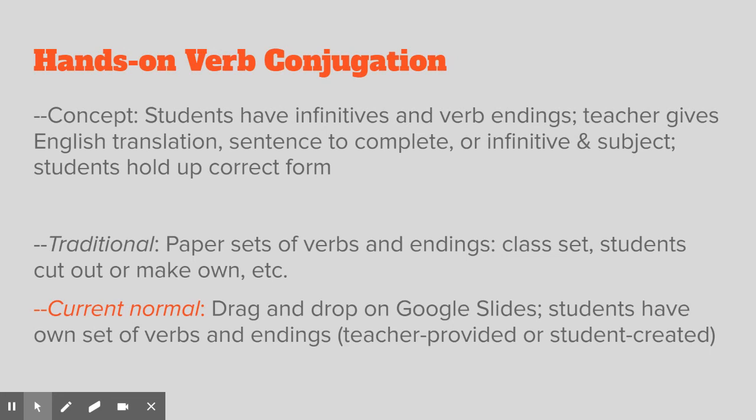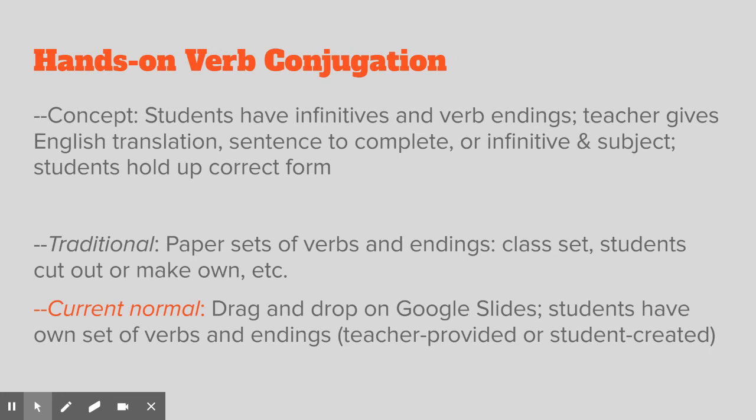Traditionally, again, this is a paper activity, so hands-on. Usually I have a class set of verbs and endings, and we can use them for the present tense, and then I switch out the endings when we move to the past tense or to the future tense and so forth. You can have students cut out and make their own. So again, you could provide students with printouts of the infinitives and endings if they have their own scissors, or if you have scissors you want to sanitize, and have them create their own set that they could then keep.